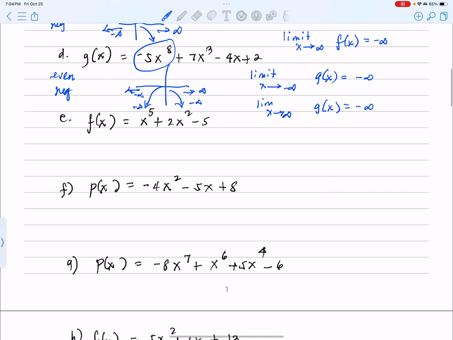Okay, letter E. F of x is x to the 5th power plus 4x squared minus 5. So let's look at the degree. The degree is odd, and leading coefficient is positive. Odd, positive. Positive, when I say positive, the right rises up and the left falls down as x approaches positive infinity and a negative infinity.